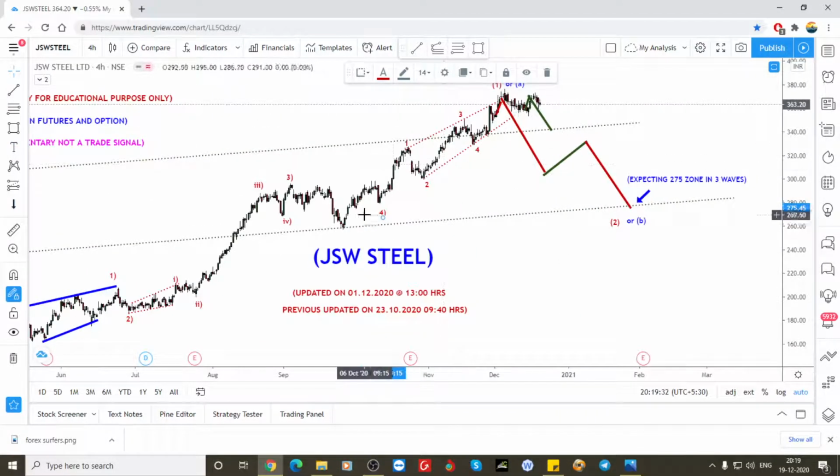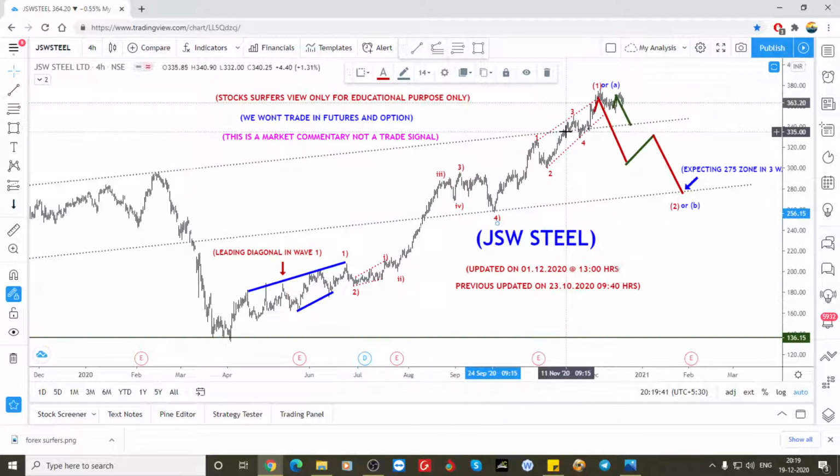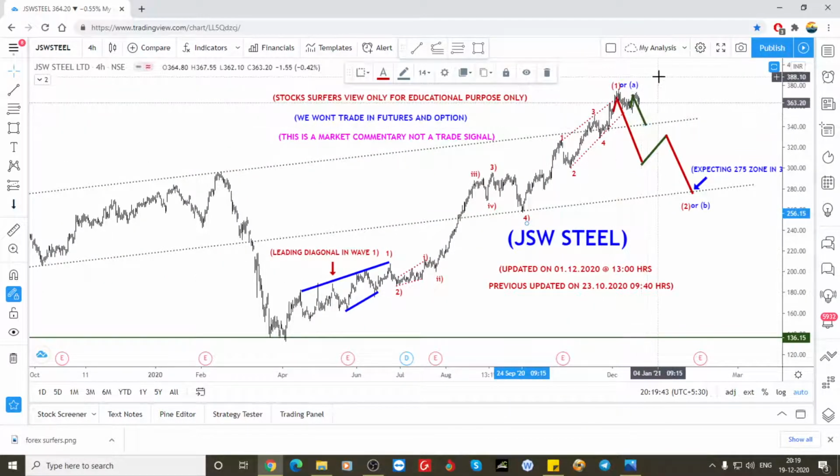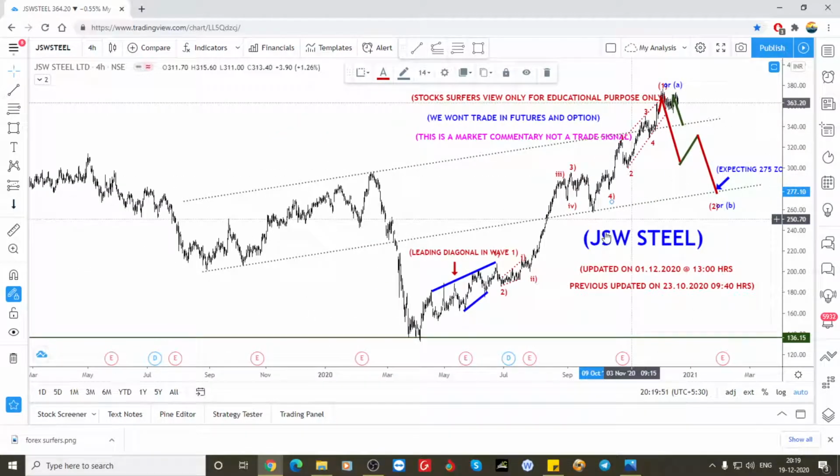Otherwise, if we place this as a 4th wave, we have one more wave, 1, 2, so this whole thing becomes 3, and we are in the 4th wave, and one more move to the high is also possible. If not, this is the end of the 4th wave. 1, 2, 3, 4, 5 means it has to again decline in a 3-wave structure.